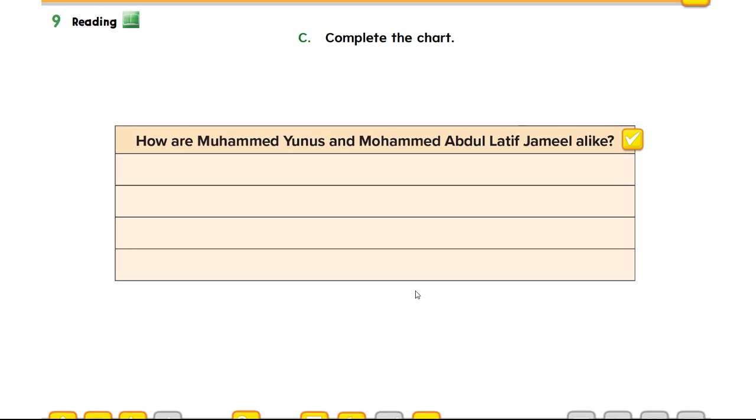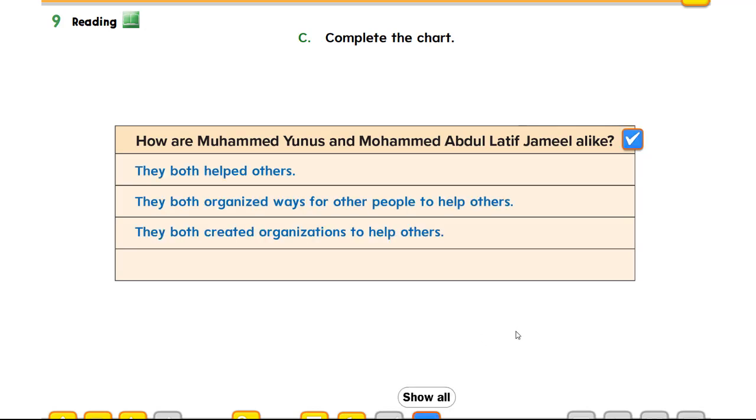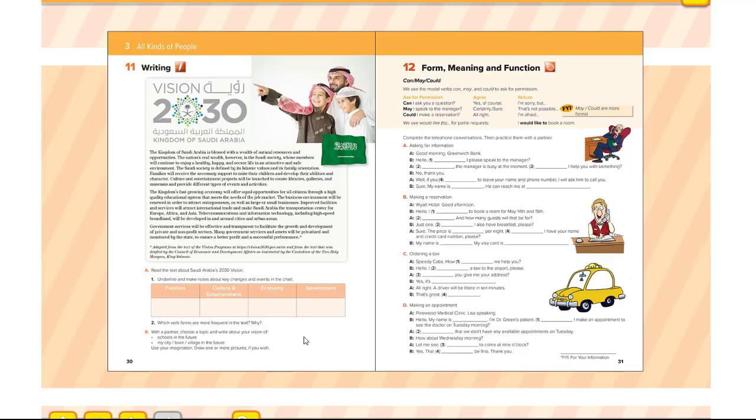Complete the chart. How are Muhammad Yunus and Muhammad Abdul Latif Jamil alike? They both help others. They both organized ways for other people to help others. They both created organizations to help others.